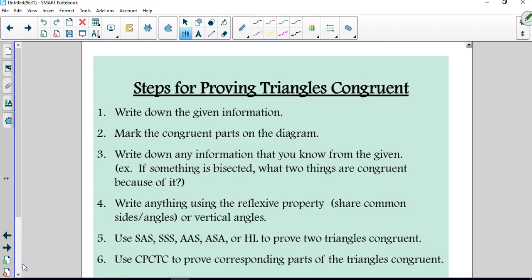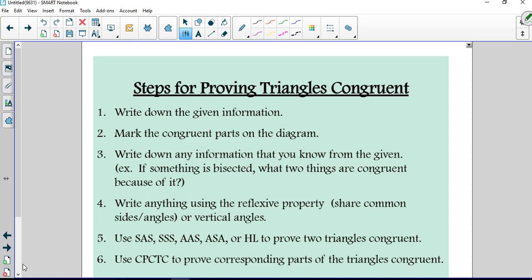Okay, last section of this chapter. So, steps for proving triangles congruent. Write down your given information. We've done this before. Mark the congruent parts on the diagram.